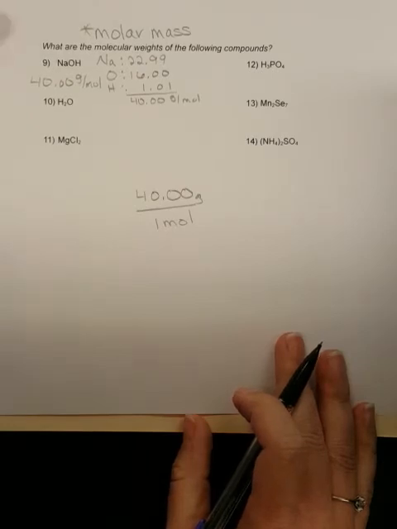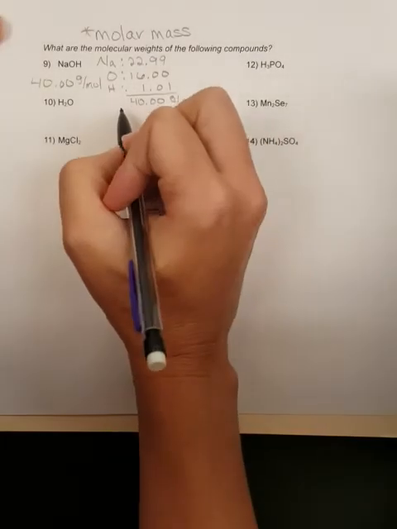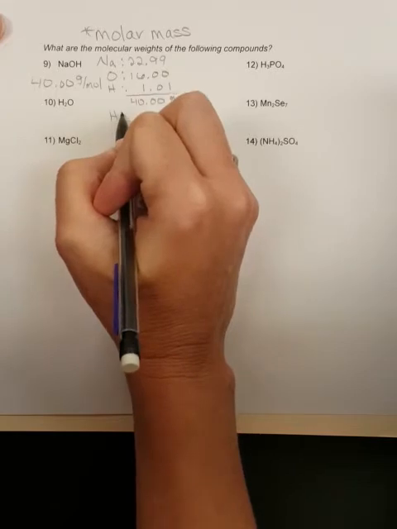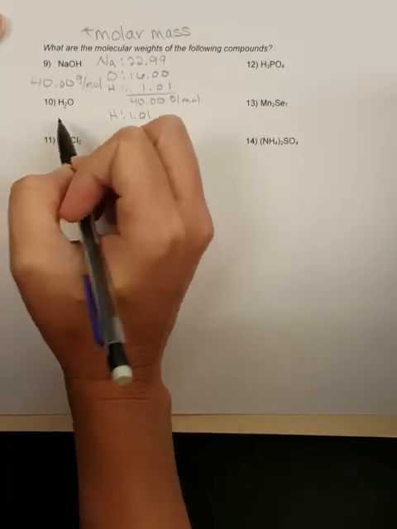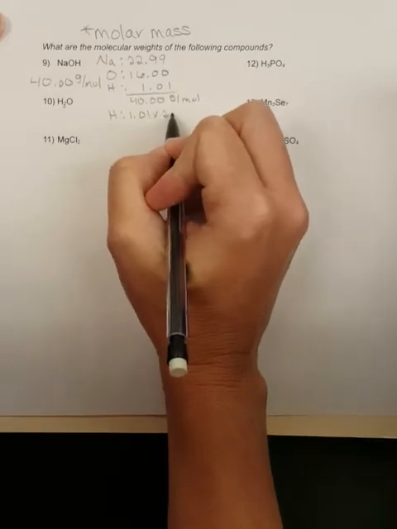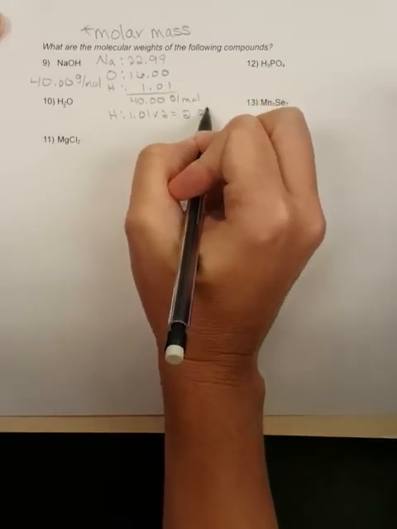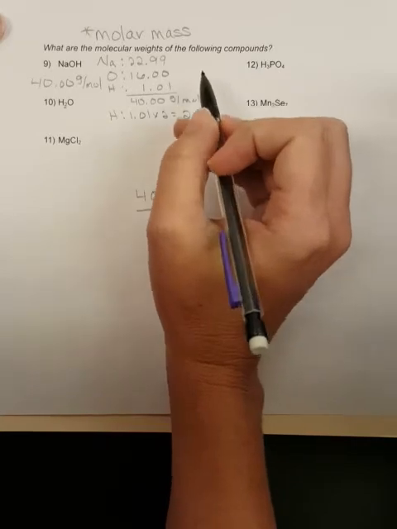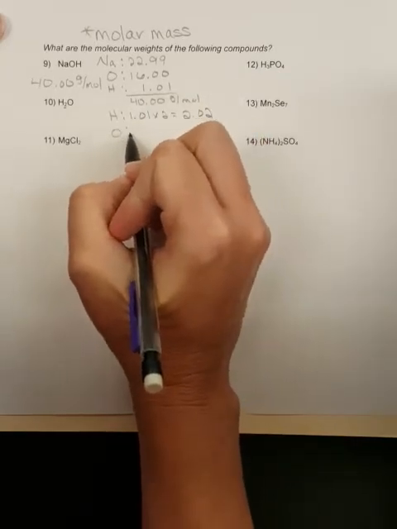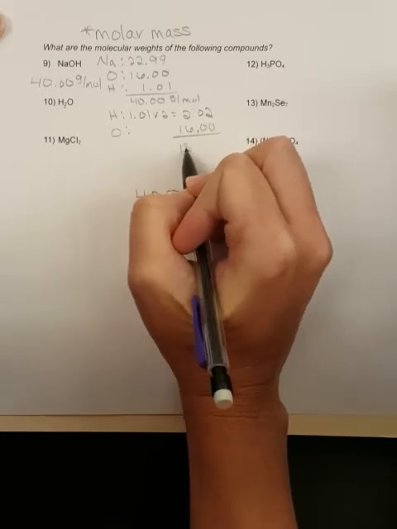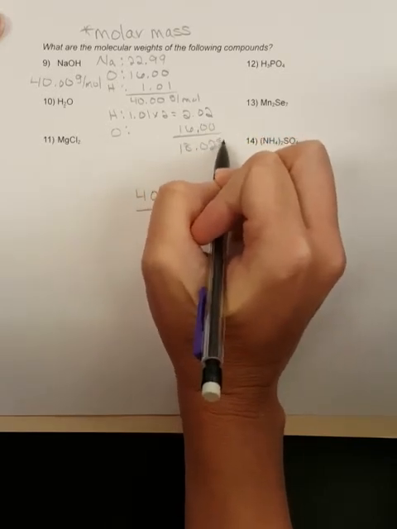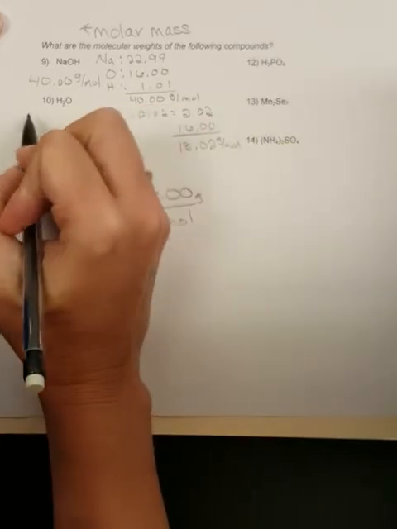Number 2, H2O. Mass of hydrogen is 1.01, but we have this little subscript of 2. So we have to multiply this by 2, and we get 2.02. And then we have 1 oxygen, so again that's 16. And we add them together, and we get 18.02 grams per mole.